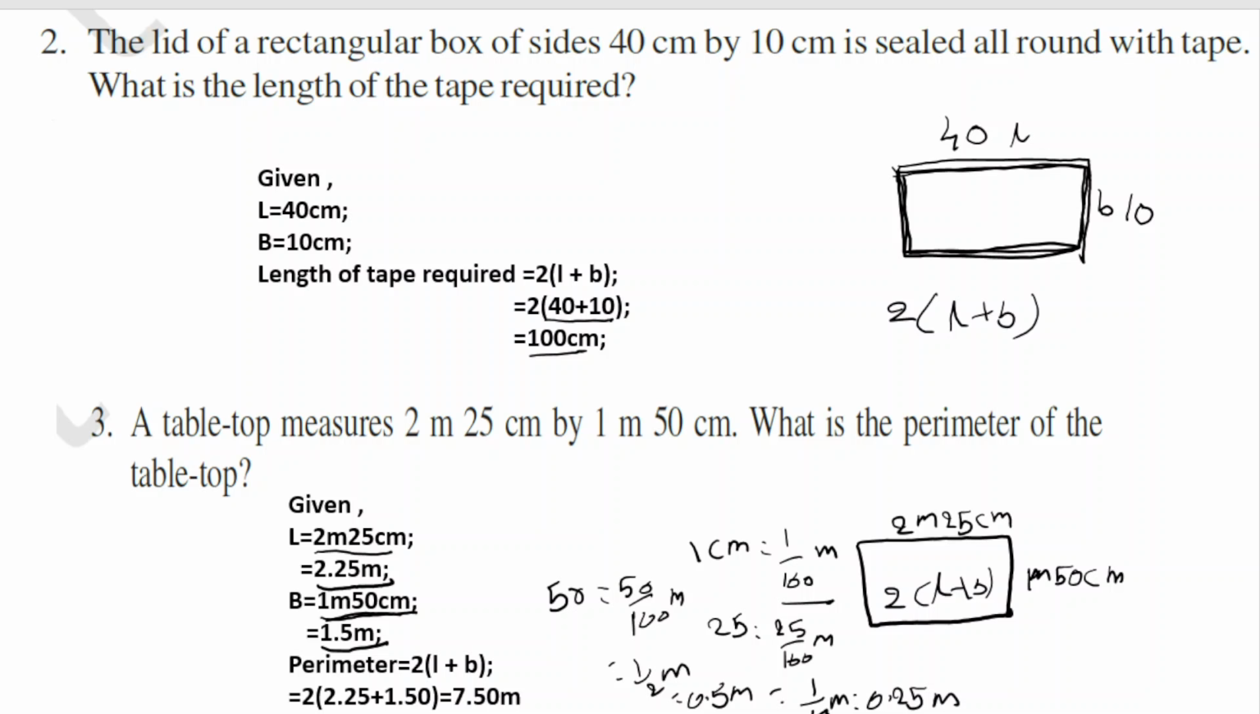So the perimeter, you know that perimeter is equal to 2 into (L plus B). Let's substitute the values of L and B here. Here 2.25 plus 1.50 equal to 3.75. 3.75 into 2 is nothing but 7.50 meters.